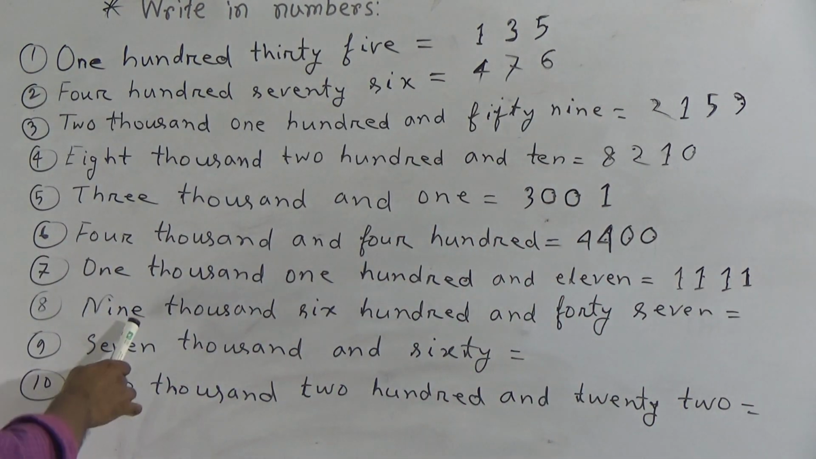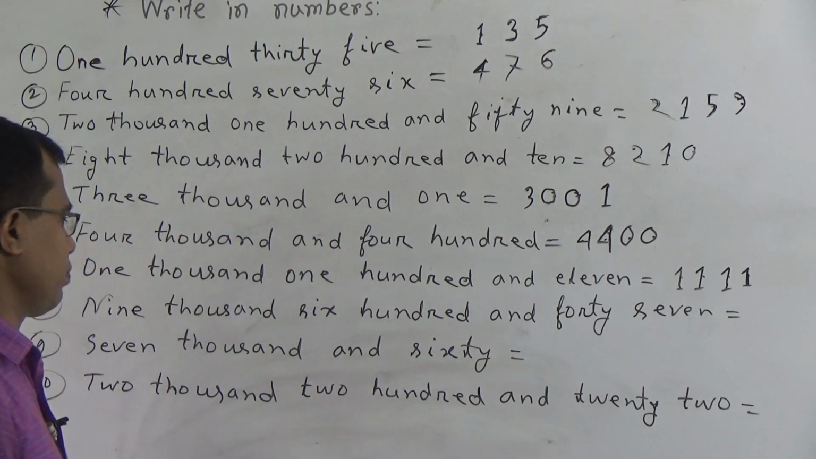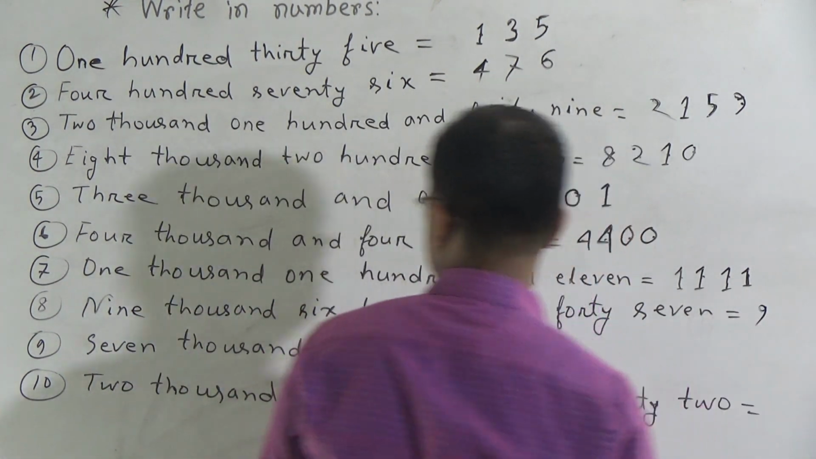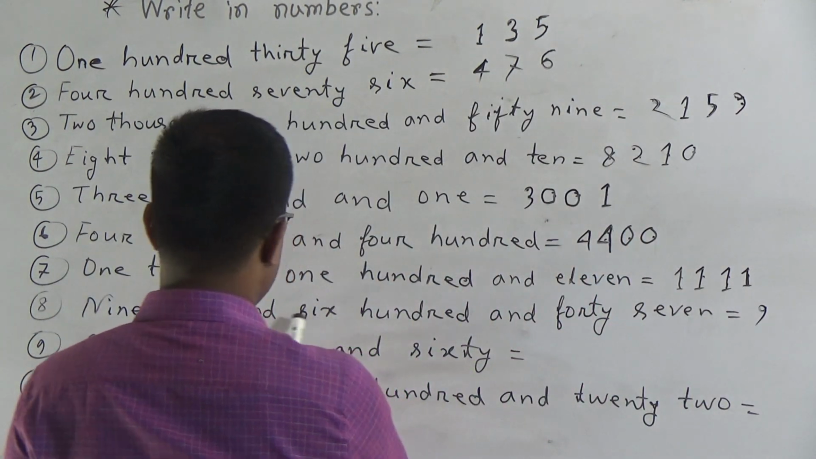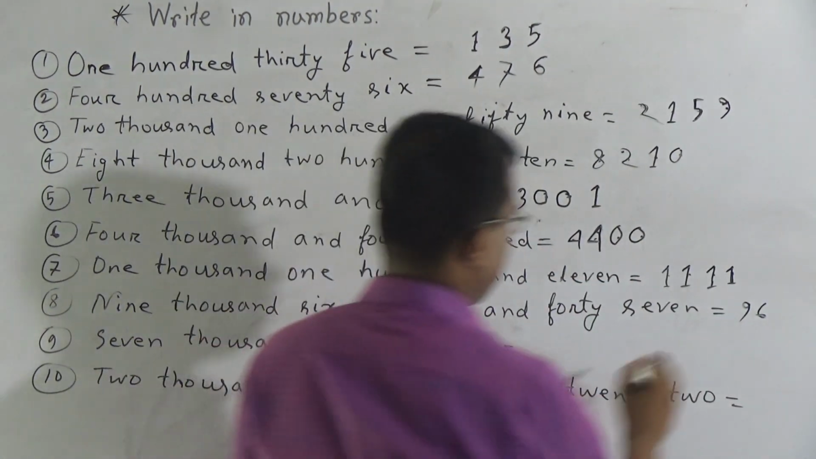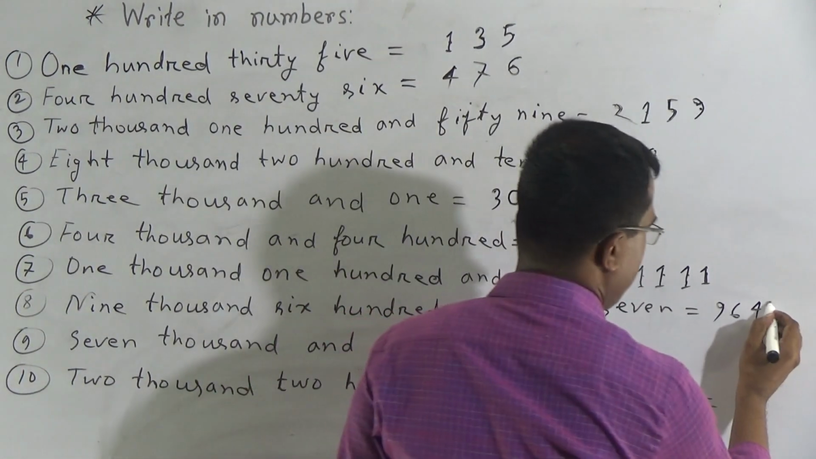Now number 8, 9647. 9 will come in the thousands place, 6 will come in the hundreds place, then 4 will come in the tens place, and 7 will come in the ones place.